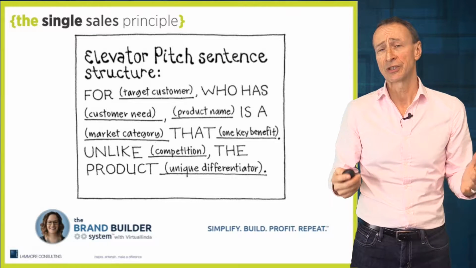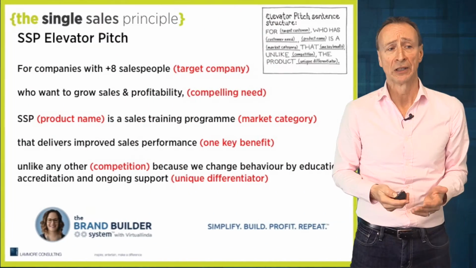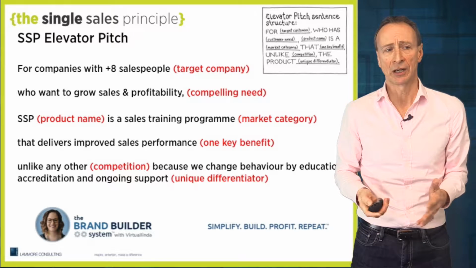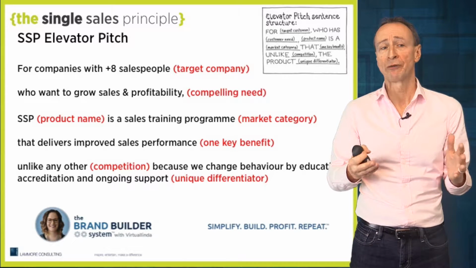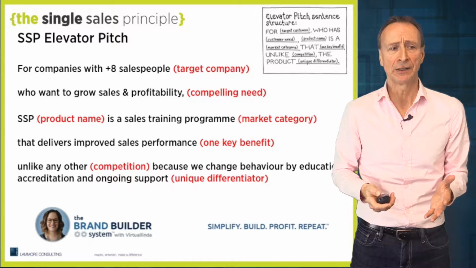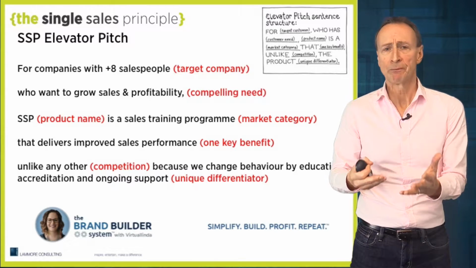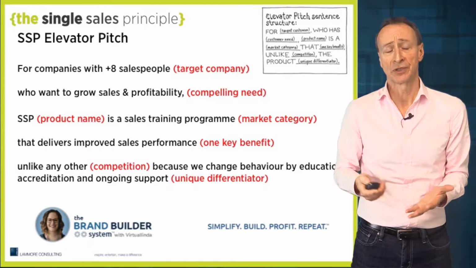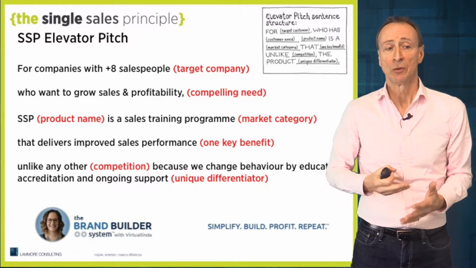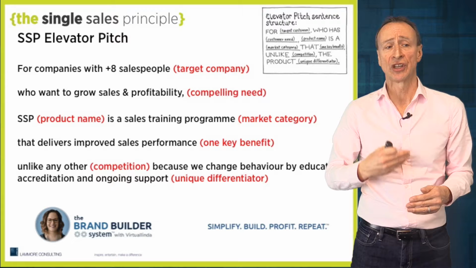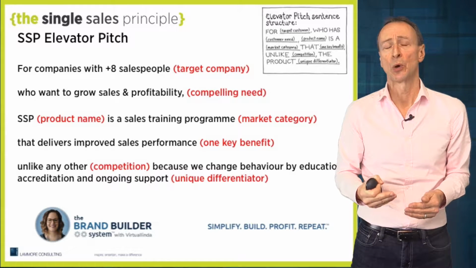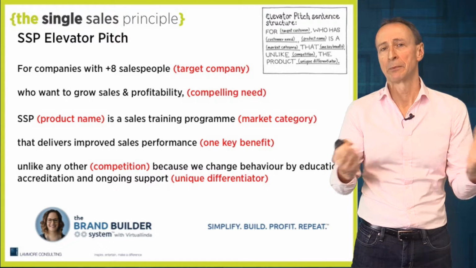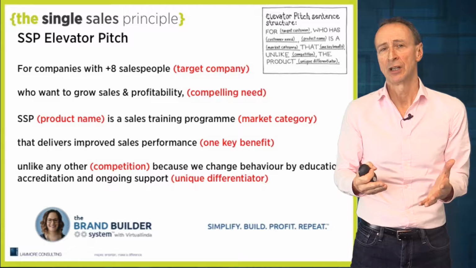So for example, for Single Sales Principle membership, what could that look like? Well, it could be, say, for companies with 8+ people, they're the target company, who want to grow sales and profitability, that would be their compelling need. Single Sales Principle membership is a training program, the market category, that delivers improved sales performance, the key benefit, unlike any other, because we challenge behavior by education, accreditation, and ongoing support. So that would be our unique differentiator. So that is how the elevator pitch from a Single Sales Principle perspective could look.